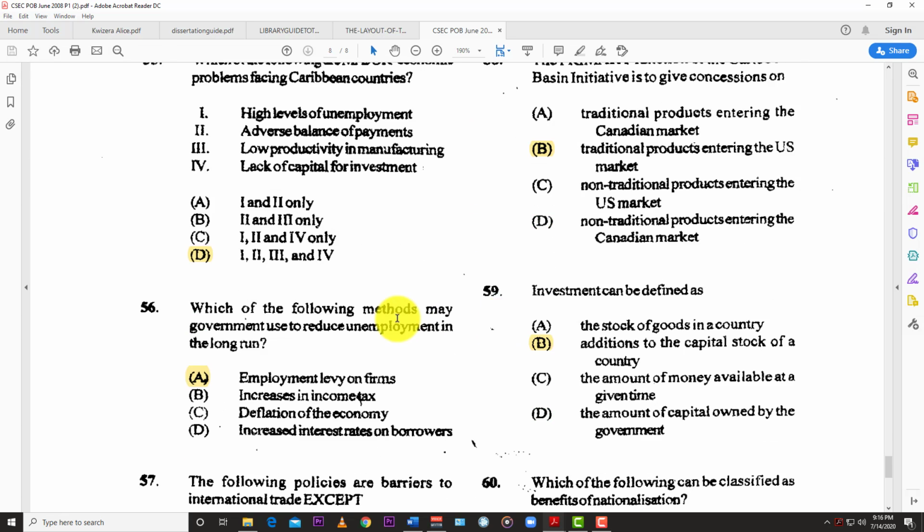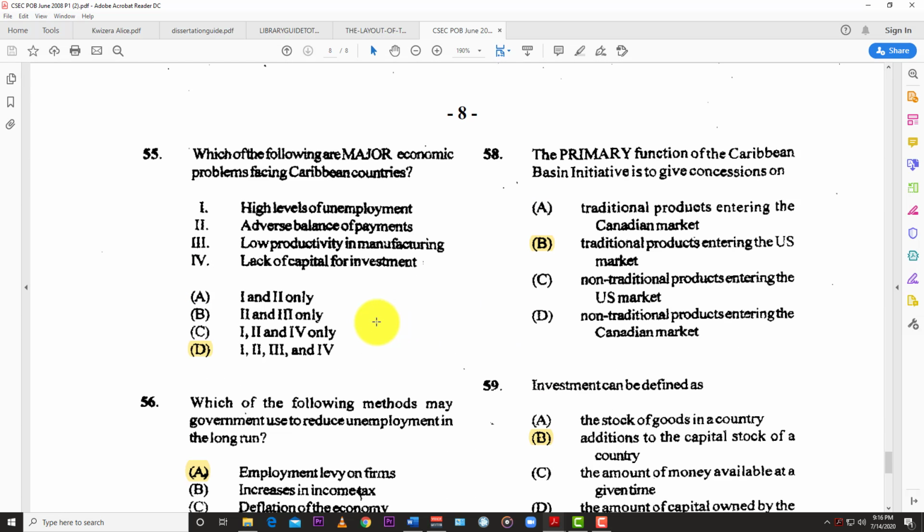55. Which of the following are major economic problems facing Caribbean countries? And you have some options right here. And so you have high levels of unemployment, check. Adverse balance of payments, check. Low productivity in manufacturing, check. Lack of capital for investment, check. So D, all of the above.